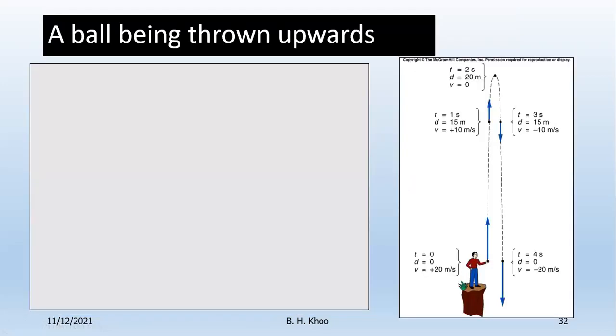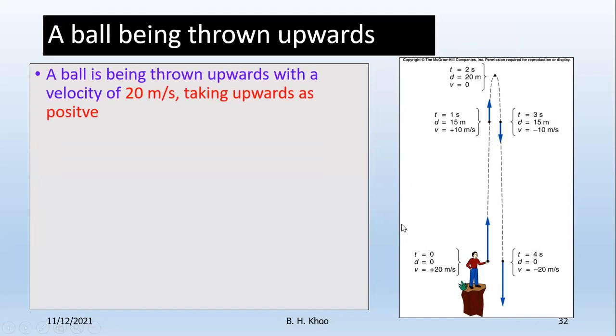Okay, a ball being thrown upwards. That's a picture of it. Remember, we just displaced it; it's actually on the same straight line. A ball is being thrown upwards with velocity 20 meters per second. Distance is measured from the hand, at time 0, with 20 meters per second. Remember, velocity is a vector quantity, so we have to choose upwards as positive or upwards as negative. In this case, we choose upwards as positive.